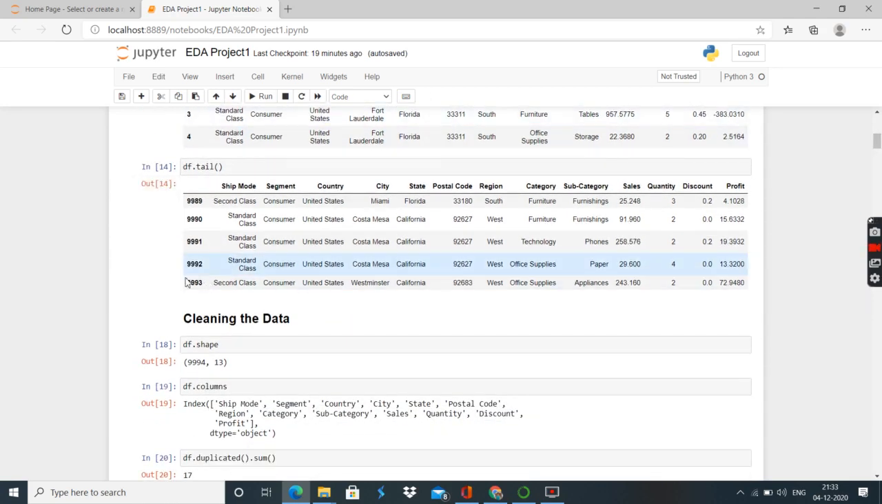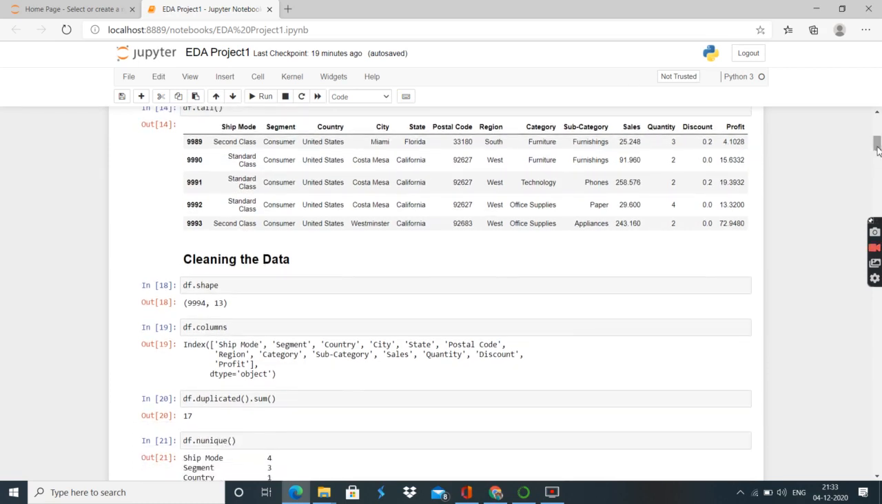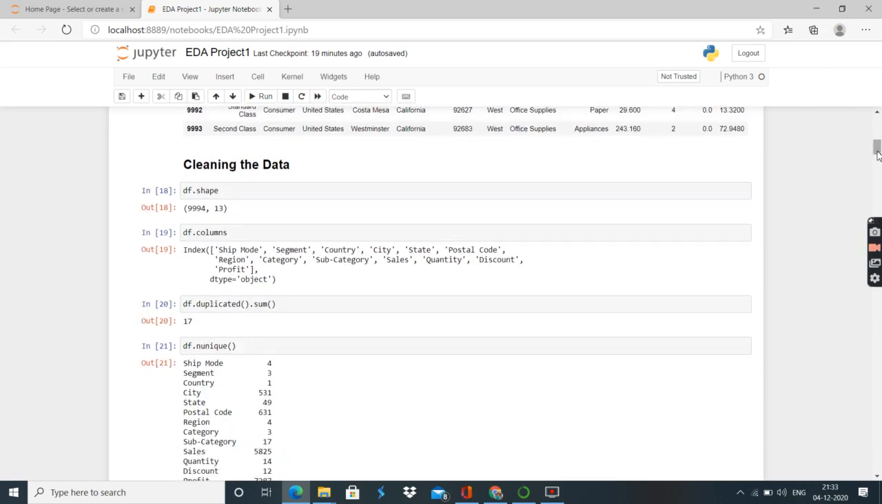The last entry says 9,993, which says that there are 9,994 entries in my data, which is quite a large data set to deal with. Next step, as we said already in the introduction, is cleaning the data.